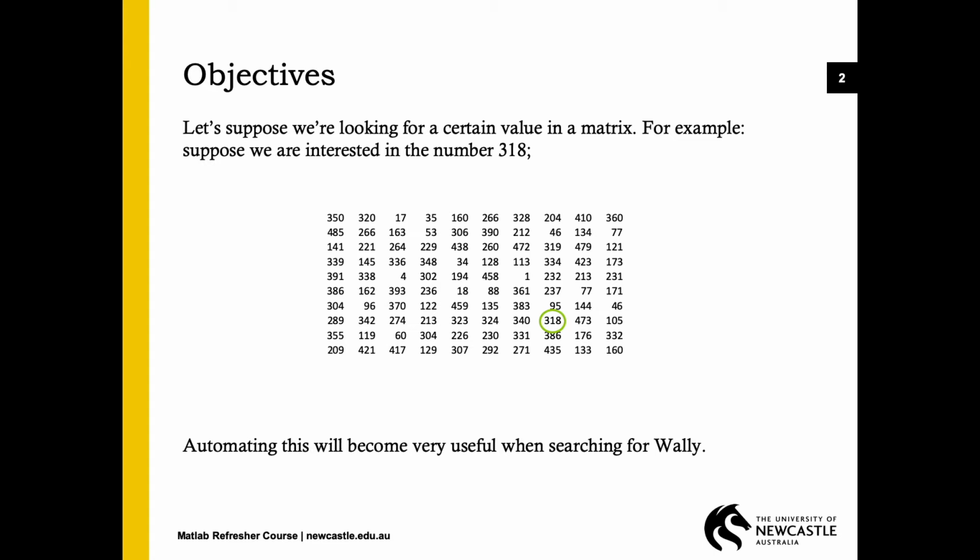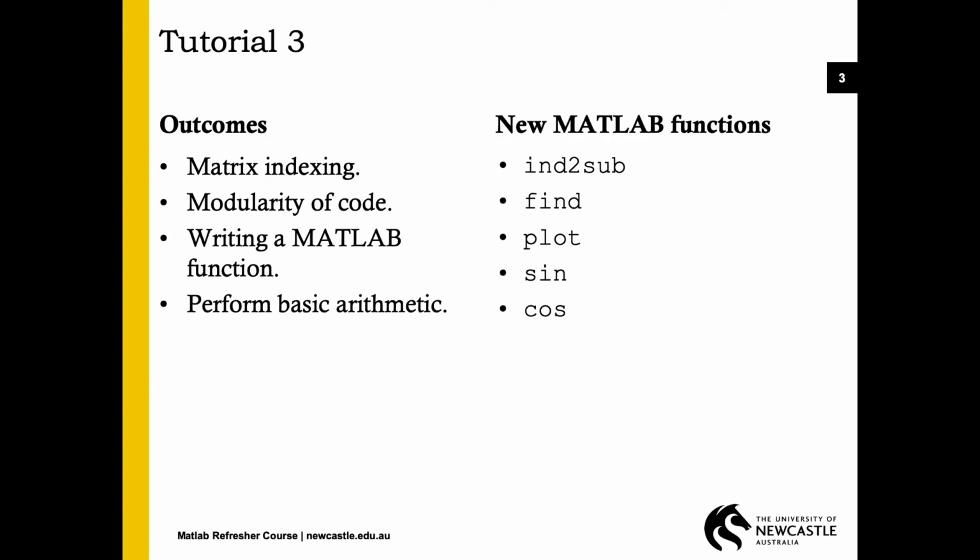And then when we find it, we can plot the matrix as an image and circle the element we're looking for. This is going to be very useful later on when we're looking for Wally in a large image and circling Wally when we find him. In this tutorial, we'll learn about how Matlab indexes 2D arrays. We'll start to modularize our code so that every time we have a repeated piece of code, we write a function that we call instead of copying and pasting the code. We'll write a basic function and we'll perform basic arithmetic in Matlab.